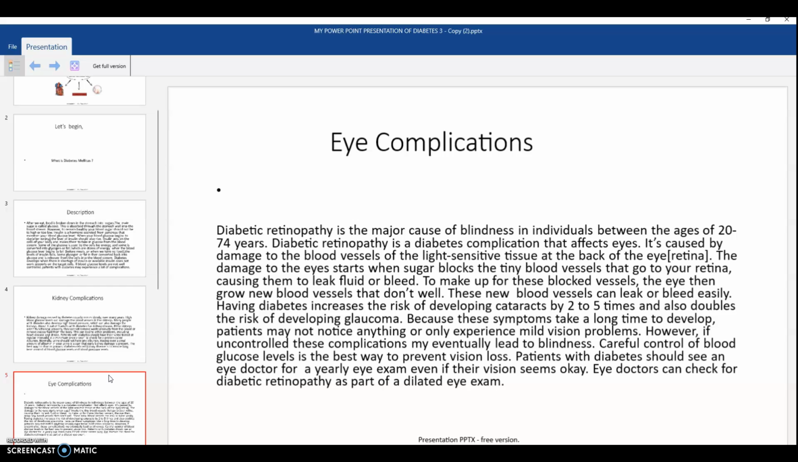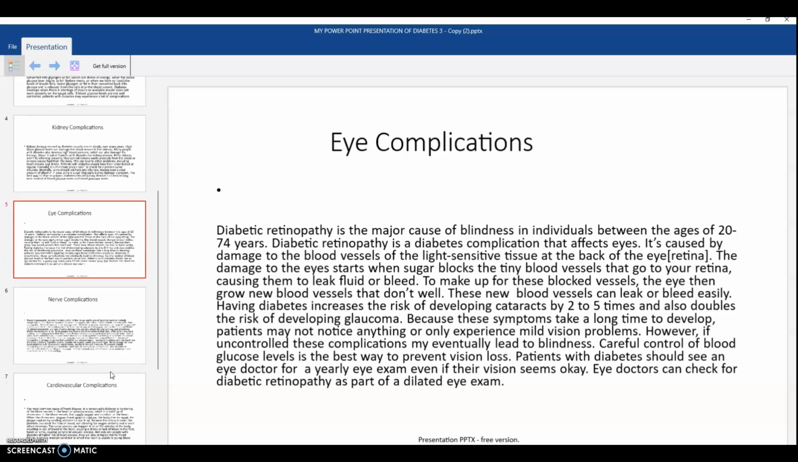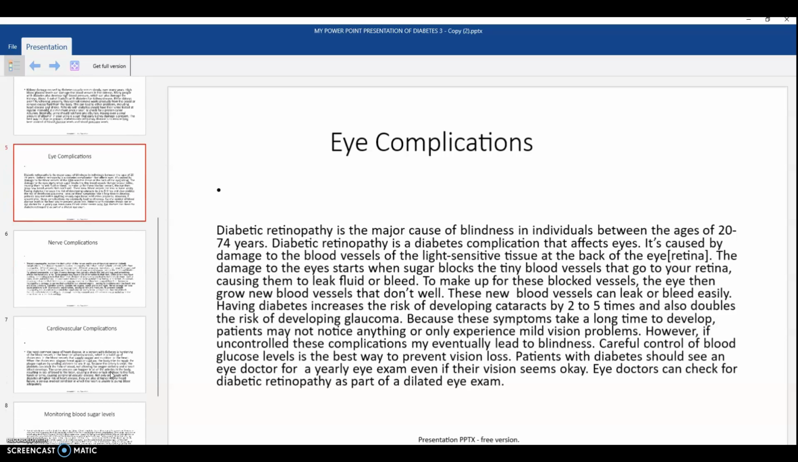So patients with diabetes are recommended to see an eye doctor for a yearly eye exam, even if their eyes are working well. So now let's move on to another complication, which is nerve complication, and another one is cardiovascular complication.